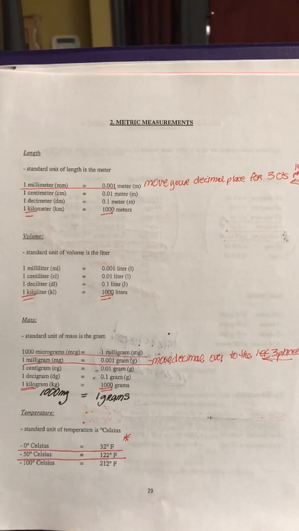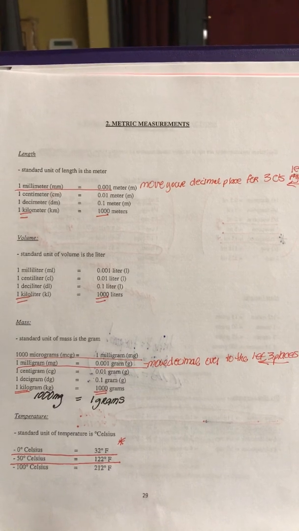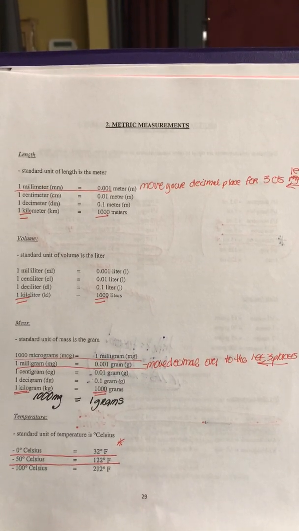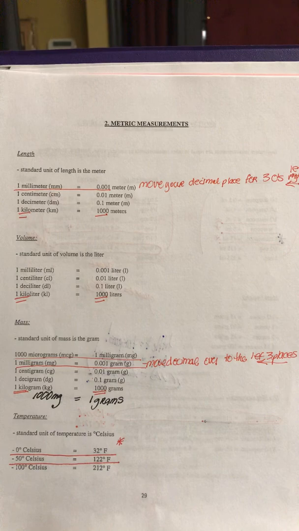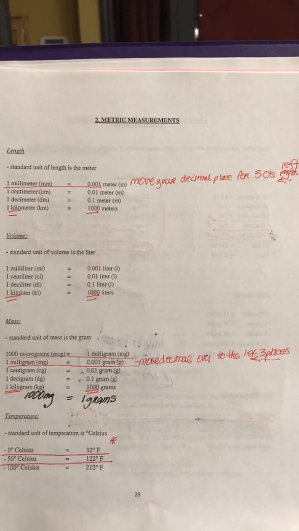Do know that 0 Celsius equals 32. I think that's the one that they're constantly asking you. 0 Celsius equals 32 degrees Fahrenheit. Yes, that is our freezing point.